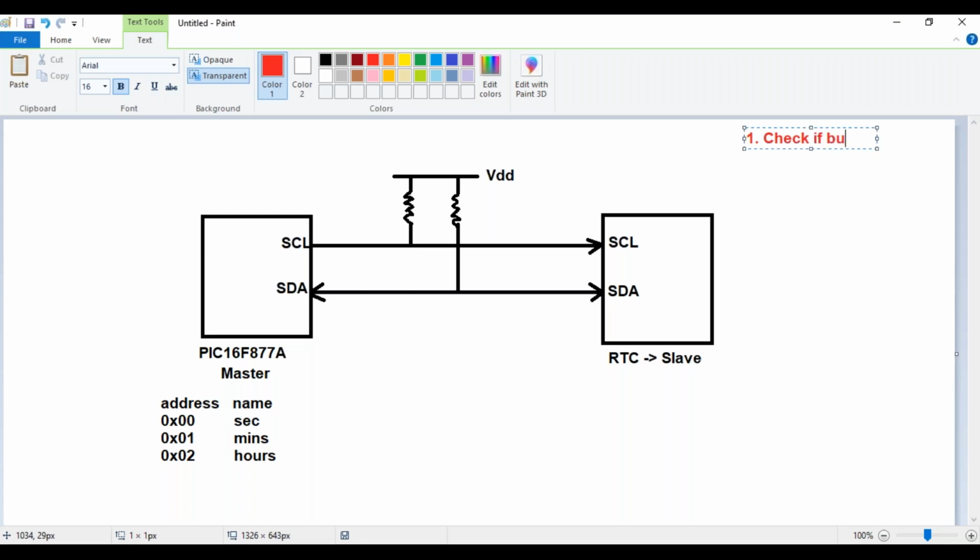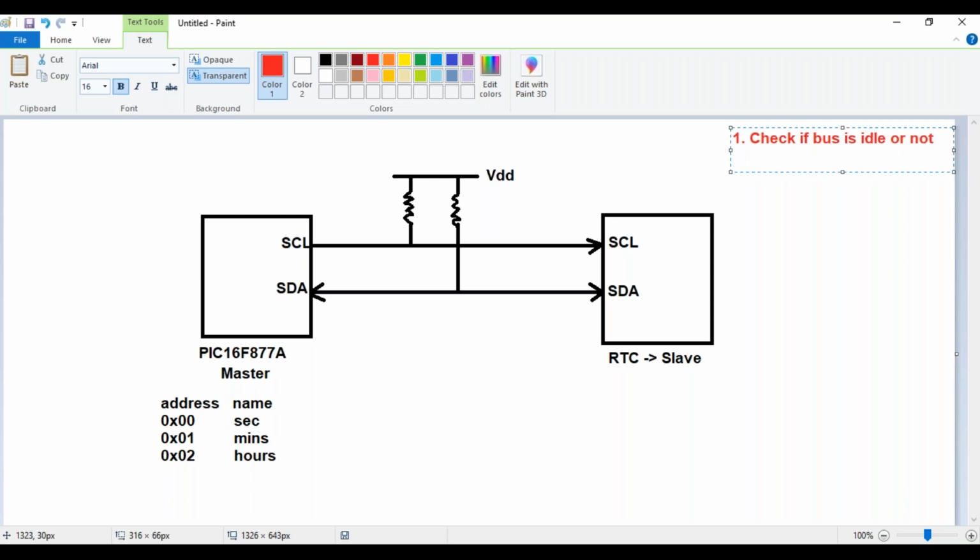Check if the bus is idle or not. You have to check whether the bus is idle, whether I'm able to use the bus for the communication of the data. That is my first step. I have to check if the bus is idle or not.